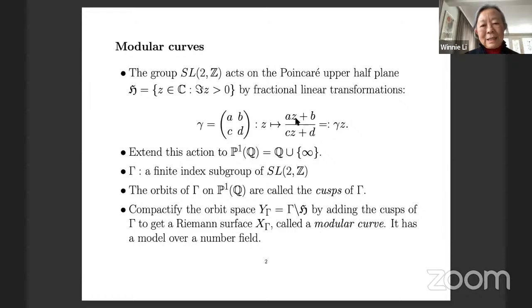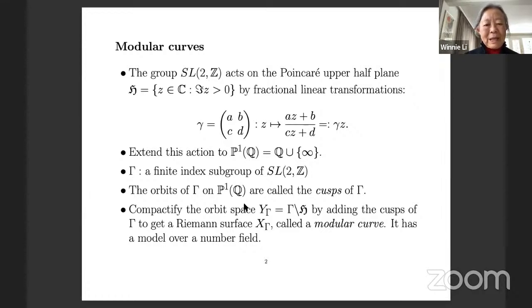And if we let z be infinity, we see that the same action also applies to that. And its image will be all the rational numbers. So we put Q together with infinity and view that as P1(Q). So there's also the action of SL2Z there. Okay. And we take a finite index subgroup of SL2Z called gamma. Okay. And the orbits of gamma on P1(Q) are called cusps for the group gamma.